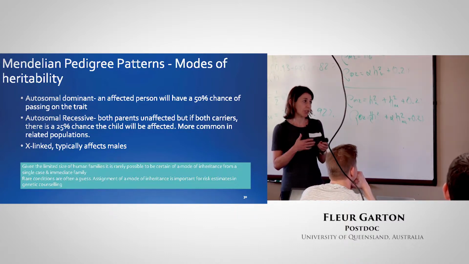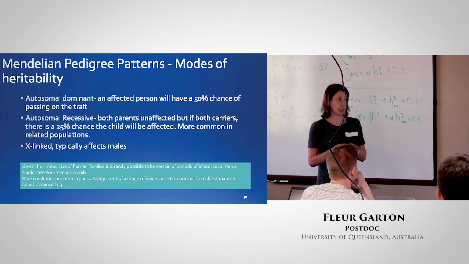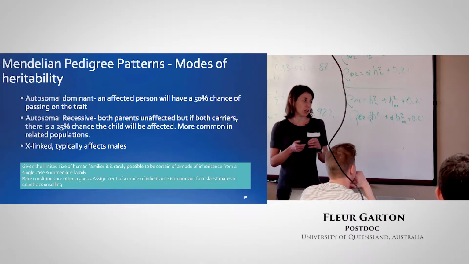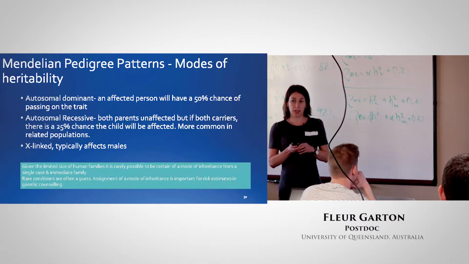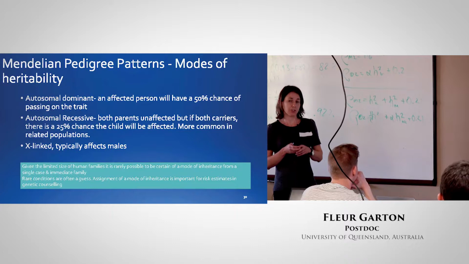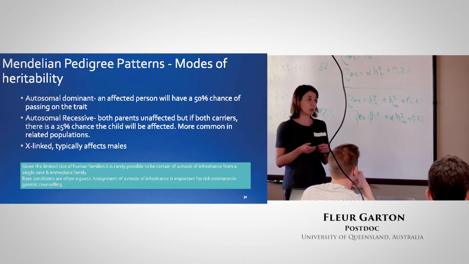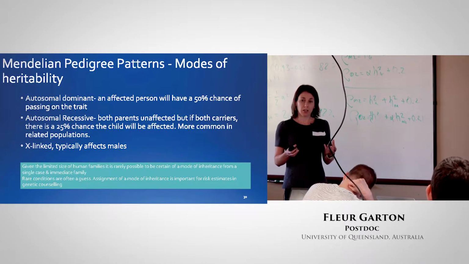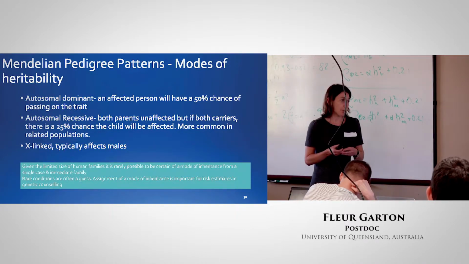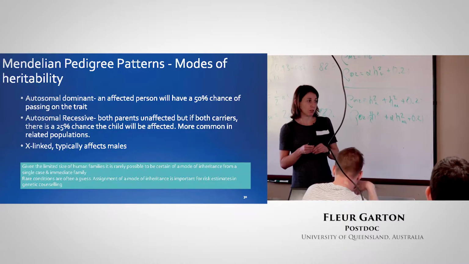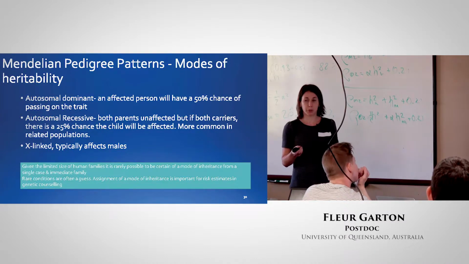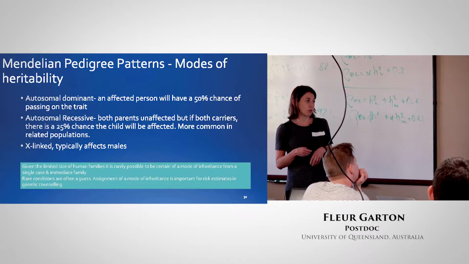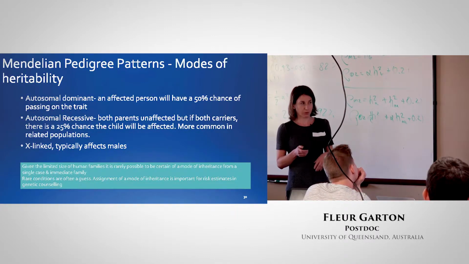And if something is X-linked, then it's typically going to affect males. In saying this, given the limited size of human families these days, it's often very difficult to ascertain the mode of inheritance from a single case in an immediate family. This is why pedigrees are important, and rare conditions are often a guess. But assignment of mode of inheritance is obviously important for risk estimates in genetic counselling. But this is specific for Mendelian phenotypes.